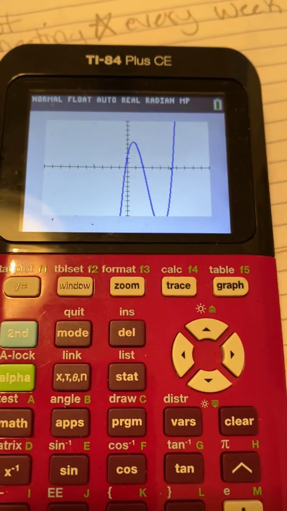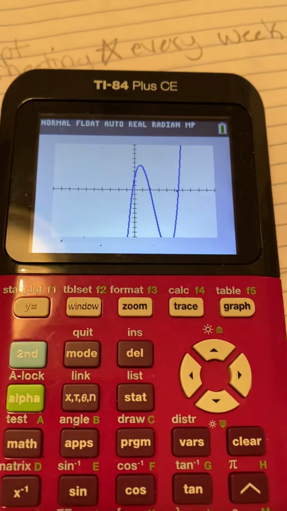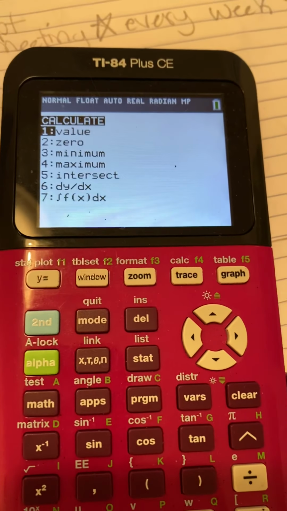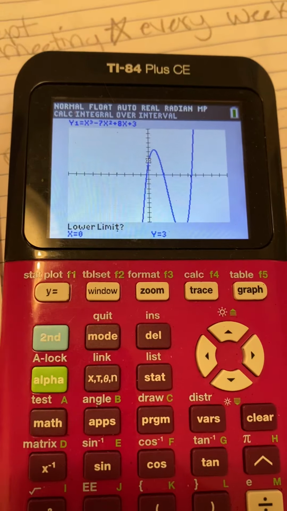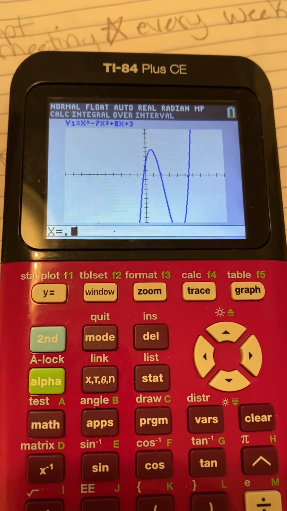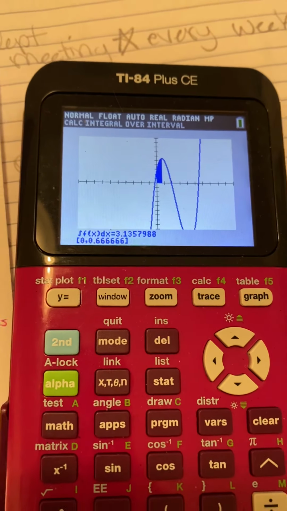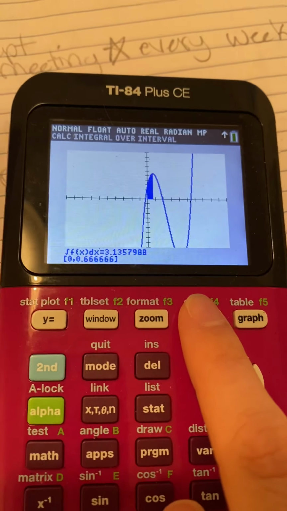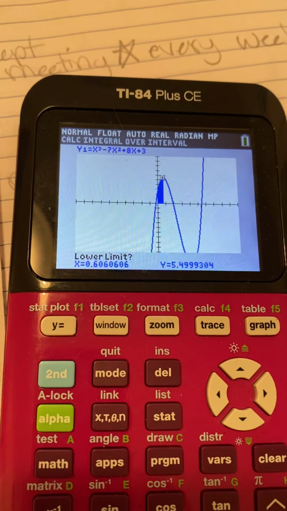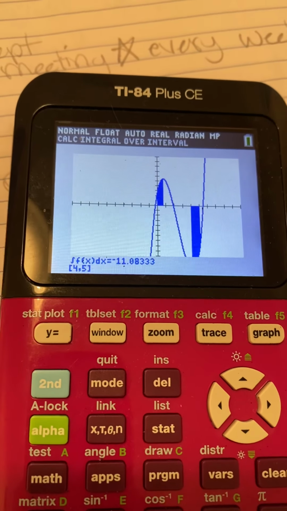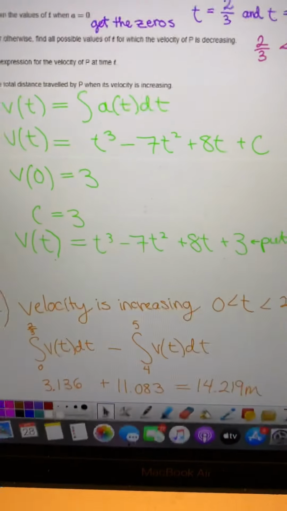Okay, so we are looking for the places where it's increasing. So it's increasing from 0 to 2/3 and from 4 to 5. So those are going to be the integrals that we do. Second trace, 7 from 0 to 2/3. That first one. And then the other one I need is second trace, number 7. We need from 4 to 5. And that's where I got those numbers from.